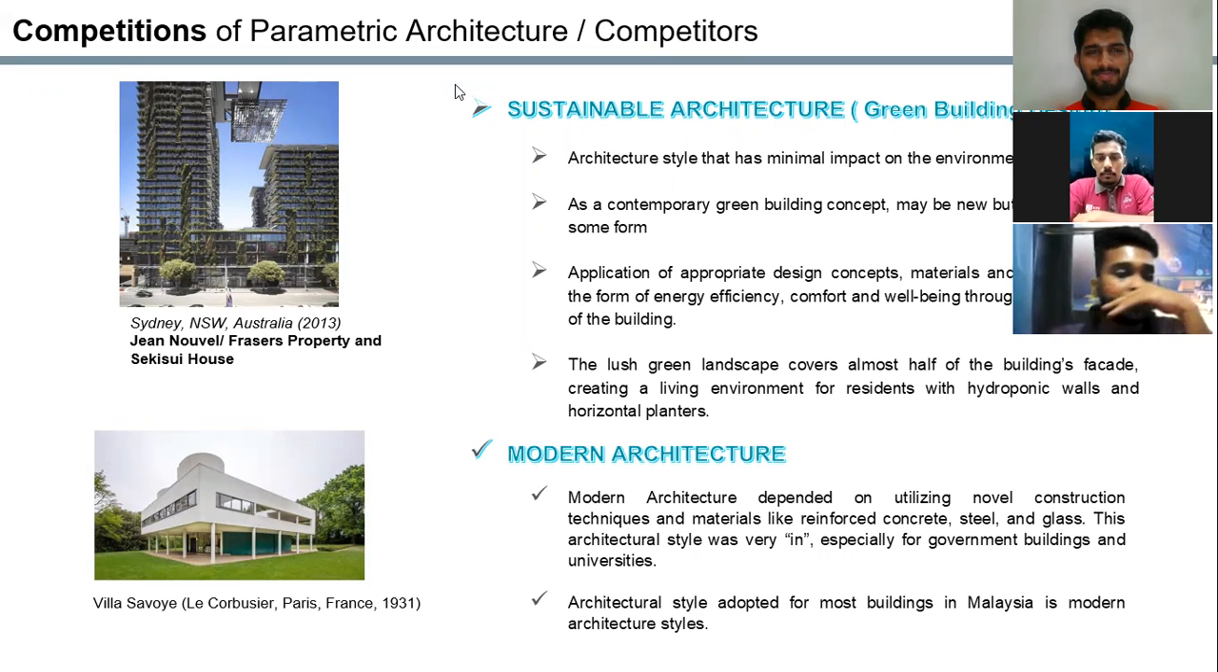On the left there's a picture of the building in Sydney, Australia, 2013, which shows an example of a large green landscape covering almost half of the building's facades, creating a living environment for residents with hydroponic walls and horizontal planters. The second one is modern architecture, which depends on utilizing novel construction techniques and materials like reinforced concrete, steel, and glass. This architecture style was very popular, especially for government buildings and universities, and the architecture style adopted for most buildings in Malaysia is the modern architecture style.